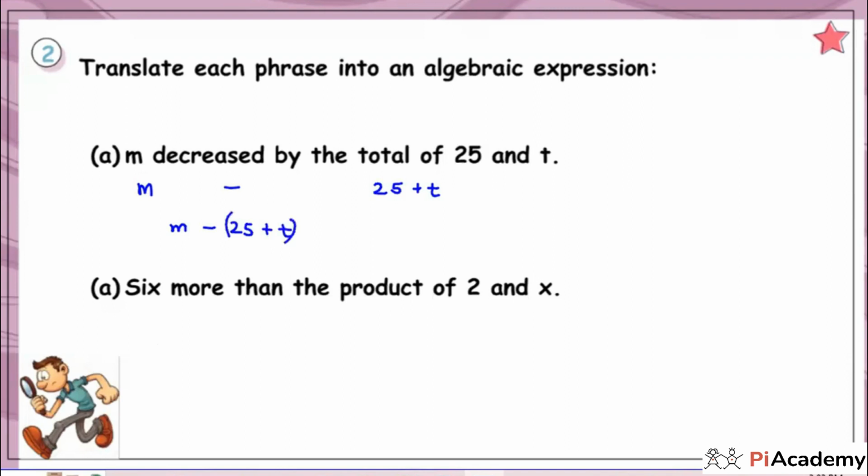Now the next one, let me select the next one. Okay, so Jack, can you please answer me this one? The next one? That would be 2x plus 6. Okay, product of 2x, it means 2x is there and then 6 more than, so it means 2x plus 6, okay. Okay, so now we are ending this lesson, okay.